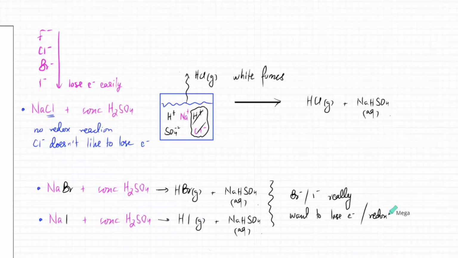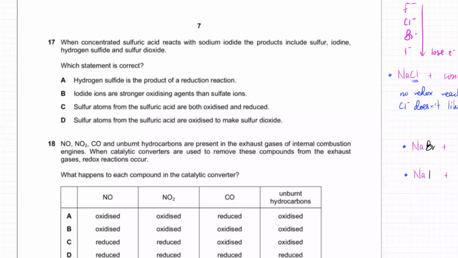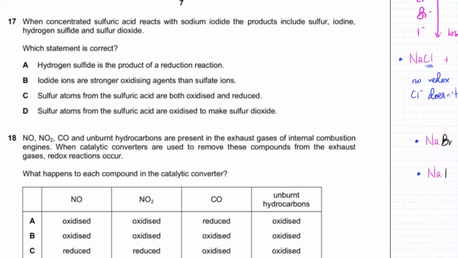So coming back to the question, what does the question state? It is stating the exact thing, that if you react sodium iodide with sulfuric acid, you're getting a redox reaction. You're getting sulfur, you're getting iodine. I mean, the I-1 over here is turning into iodine. And so which statement is correct?